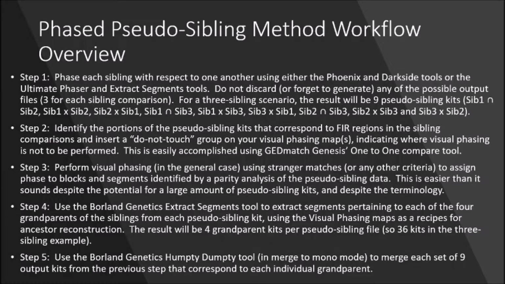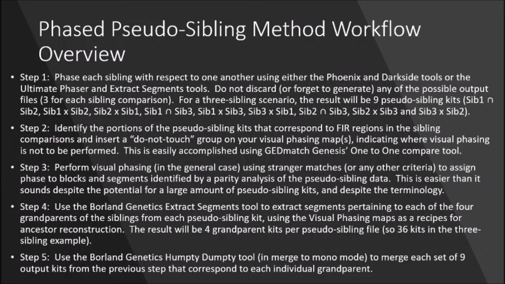Okay, step 4, we're going to use my extract segments tool to extract segments pertaining to each of the 4 grandparents. So we're going to assign the phase on a map in DNA Painter, and then we're going to use my tool to extract the data from the raw DNA files of the pseudo-siblings. And we're going to do that by grandparent. We're going to use those visual phasing maps as almost like recipes for reconstruction. We're going to use those to determine which portions of the pseudo-sibling kits to assign to each grandparent.